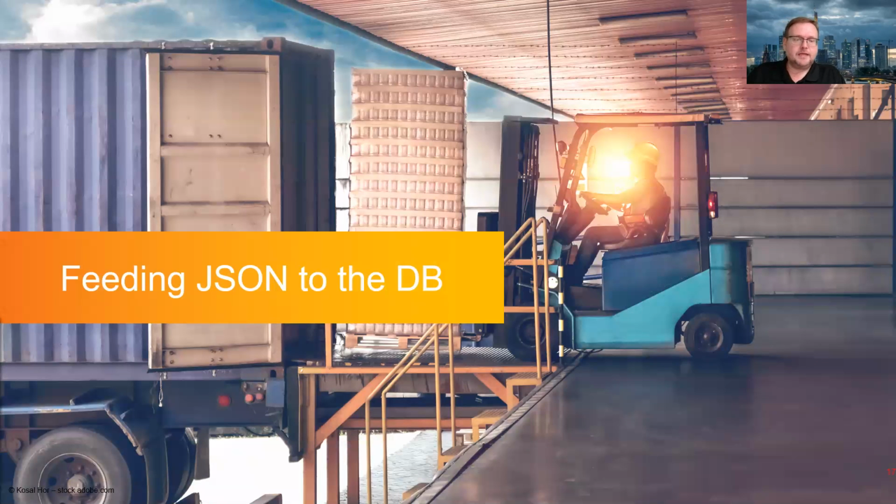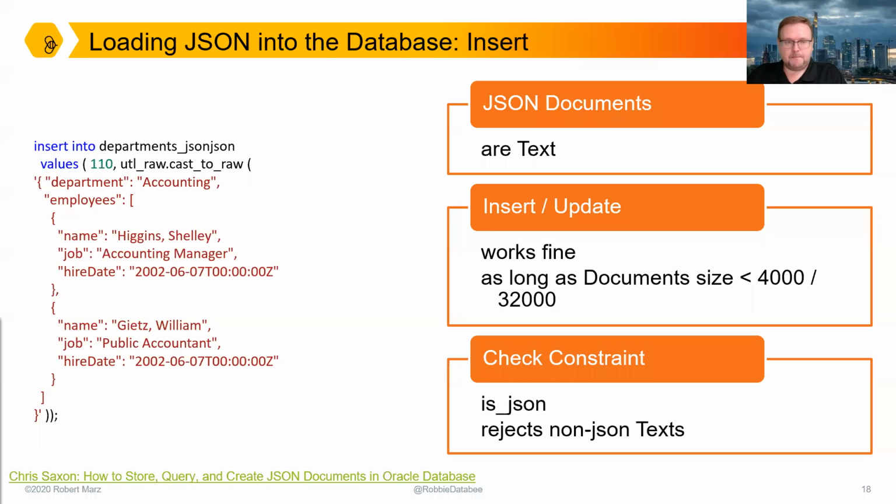So how do we get JSON inside the database then, those JSON documents? Well, this is very simple. Remember, JSON documents are text. Insert and update work fine as long as the document size is smaller than 4,000 bytes, or the new limit of 32,000 bytes if you have enabled this. And you can put in a JSON check constraint, which will reject all non-JSON text inside those columns.